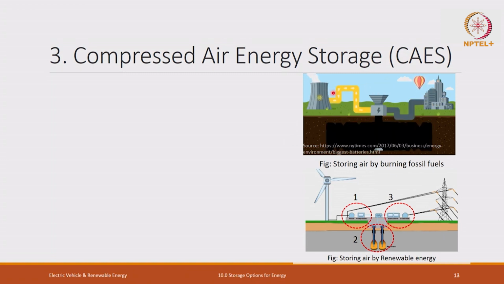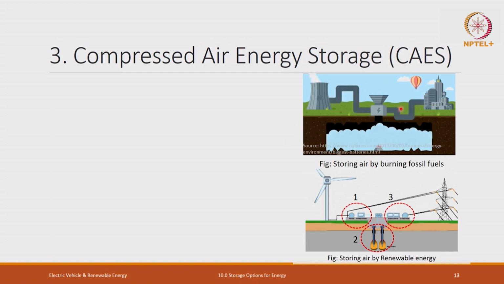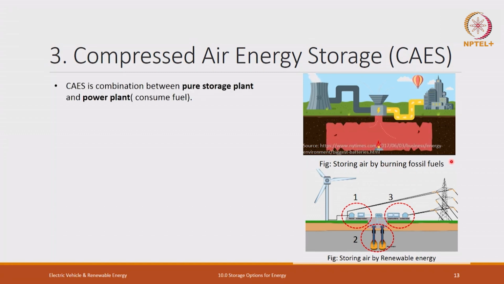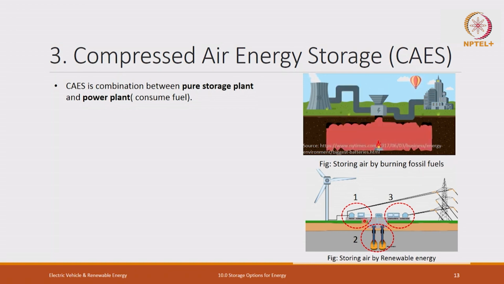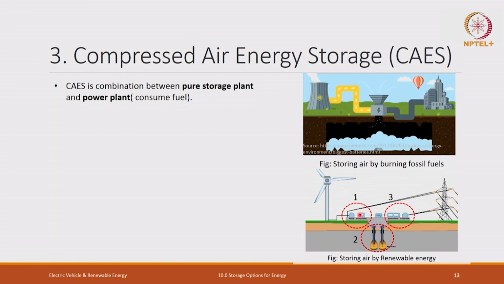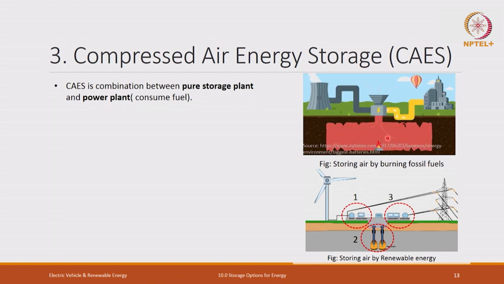Whenever your energy generation is low or demand is more, at that time utilize this compressed air to run the turbine or generator and get the electricity and feed it to the demand. So this way is compressed air, the other way is the energy generation. When I say burning fossil fuel, that is not a desirable option when we are talking about renewable energy. So the second option: whenever I have excess energy available, I will run the pump, compress the air, and store it.